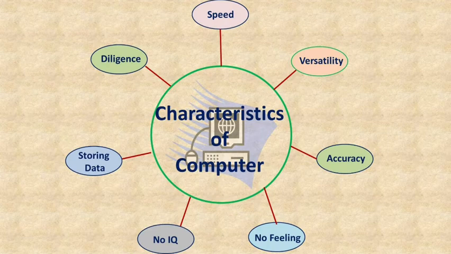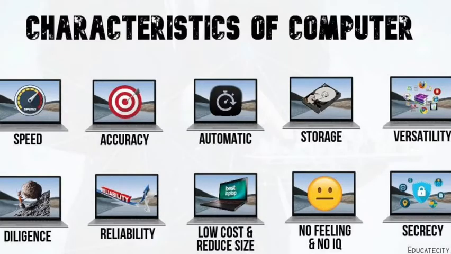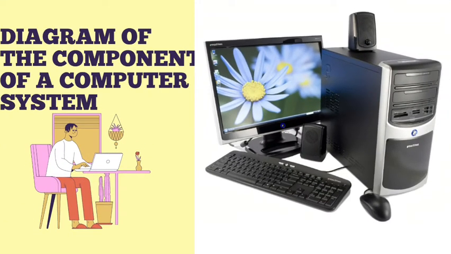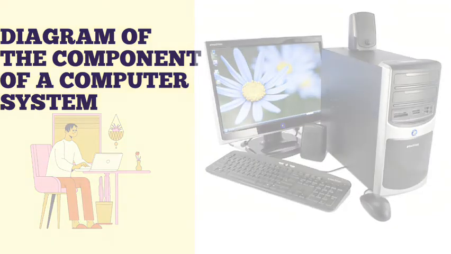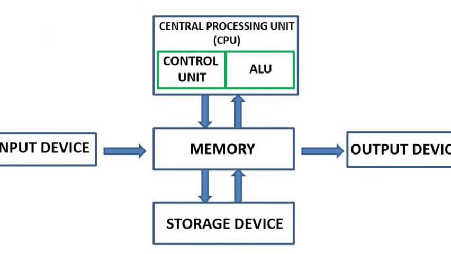Other characteristics of the computer can include that the computer is automatic and reliable. Now you have a diagram of the components of a computer system. I want you to pay attention as I explain briefly what I mean. And this is a diagram of the components of the computer system.